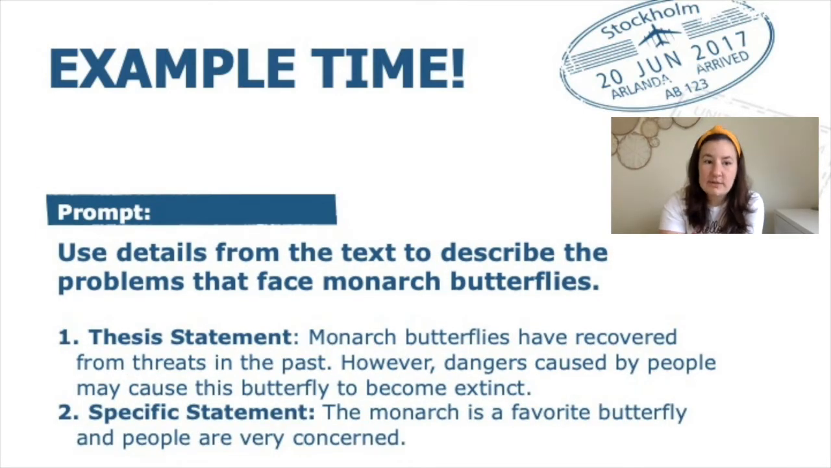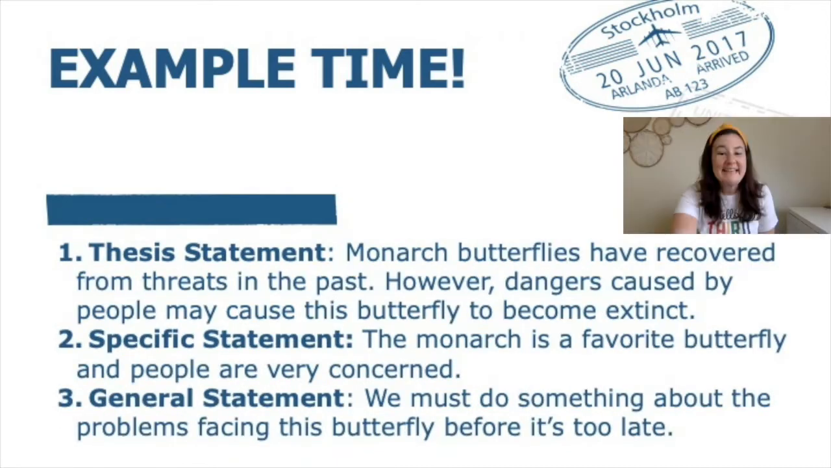The next example is what we call the specific statement. So the specific statement is giving another piece of information that connects to the topic. So in this example, the specific statement is, the monarch is a favorite butterfly and people are very concerned. The last sentence in your conclusion paragraph is the general statement. Remember, this is just one more sentence to hook the reader to make them believe in what you are telling them. So the general statement in this example is, we must do something about the problems facing this butterfly before it's too late.